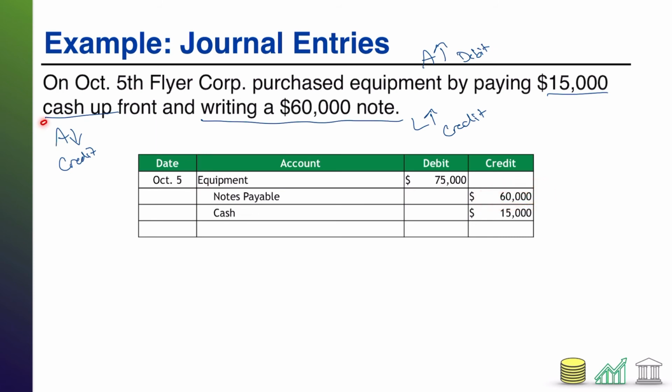You may notice, even though in the problem, cash came first, liability came second, we put them in order of magnitude. So because the note was bigger than the cash, we listed it first within the credit section. We listed the cash second. And the same would apply to debits. If you have multiple debits, the biggest one goes first, the smaller one goes second.